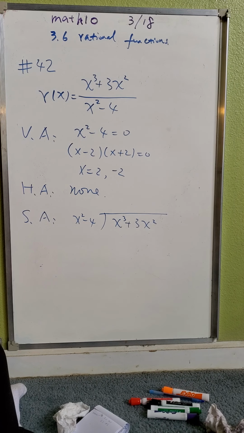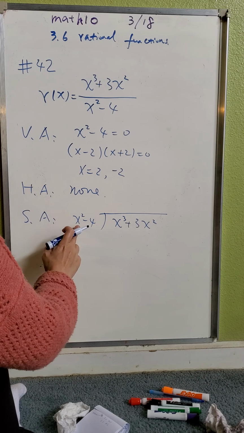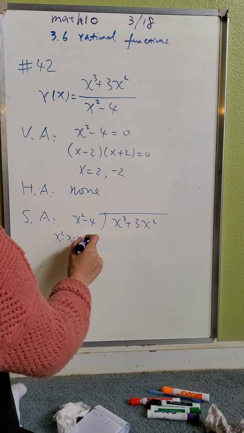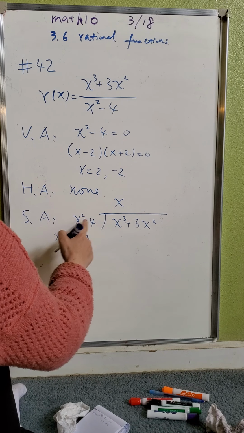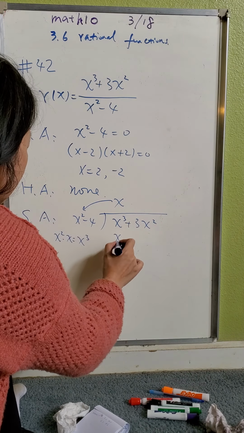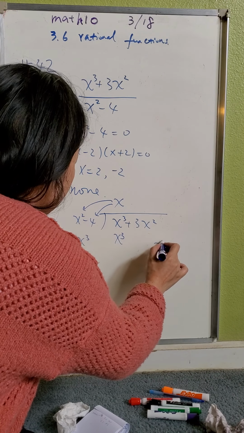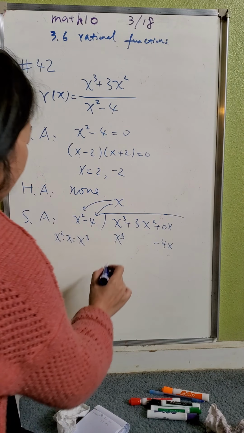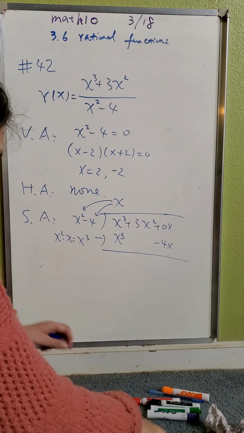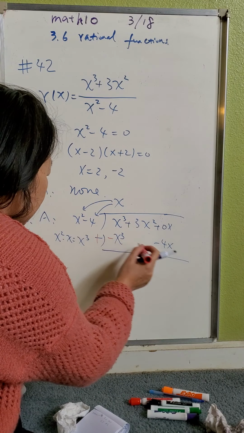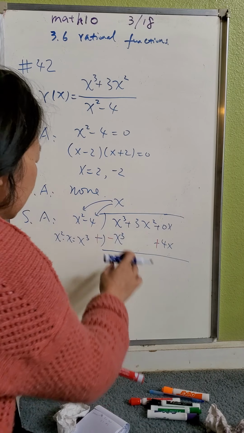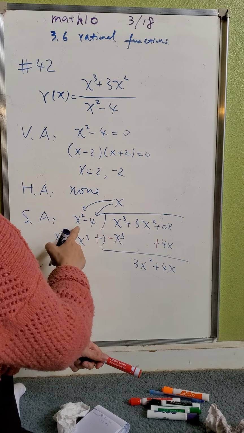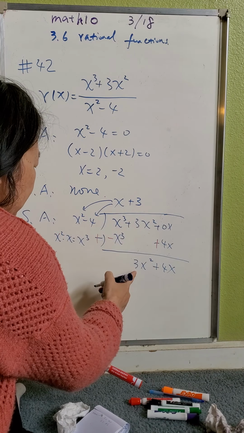That's when we're going to use our long division. So x squared needs to become x cubed, so x squared times x equals x cubed, so we put x here. x squared times x is x cubed, and then minus 4x. And you don't have an x term, so put 0x here. Subtraction becomes addition, it changes the sign. So that becomes 0, 3x squared plus 4x. You're going to add 3 here to make it 3x squared.